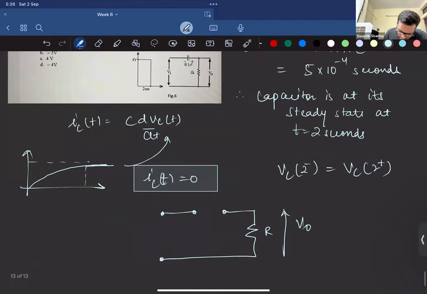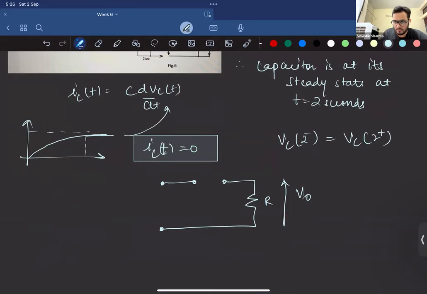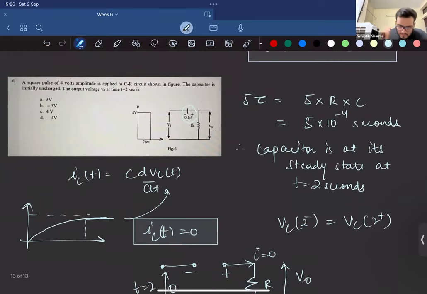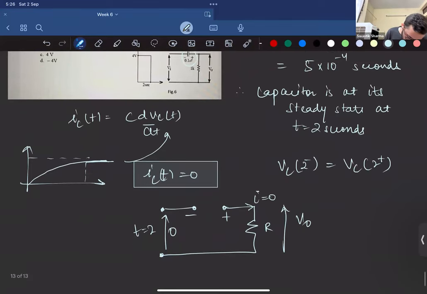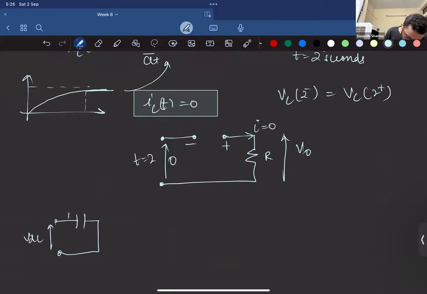Okay, so at t equals to zero, no current is flowing in the circuit. At t equals to two, the voltage here becomes zero. This is an open circuit. No current is flowing. I is zero. And the direction of voltage here is given minus and plus, right? But we know when a capacitor charges across a DC voltage, this is plus and this is minus. So Vc is equal to V_DC.